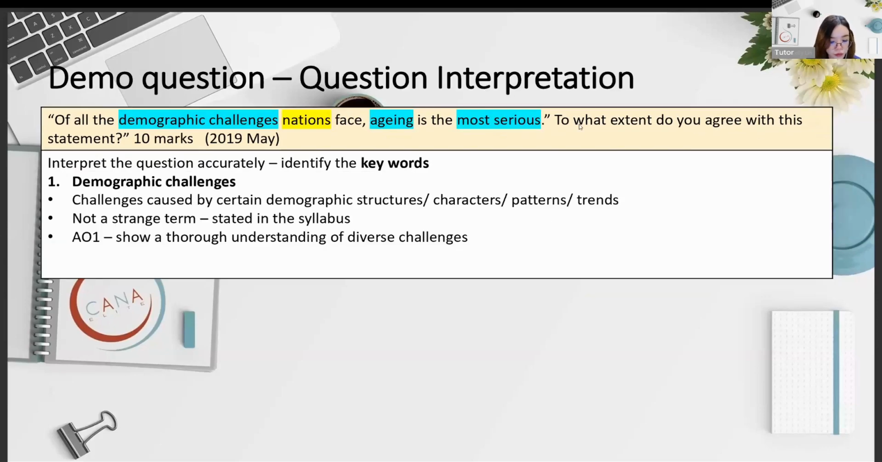And so, as I highlighted a little bit earlier just now, these are the key terms, and I use different colors for a meaning. You'll know later. So first of all, the key term that we notice is demographic challenges. Basically, it's not a new term under the syllabus. It's something stated in your syllabus. So don't feel that that's something new, that you haven't heard of it, so you don't know what to do.